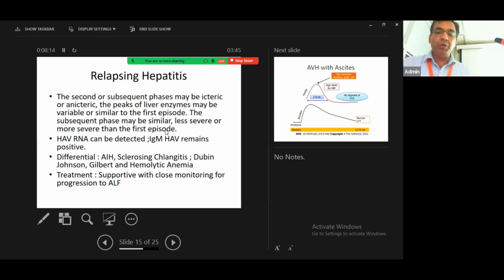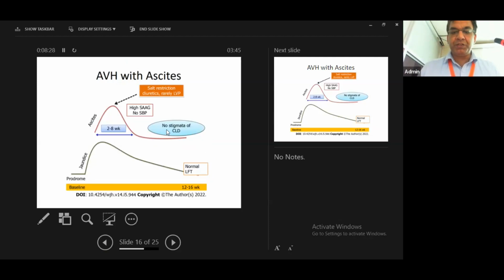Differential diagnosis includes AIH, sclerosing cholangitis, Dubin-Johnson, Gilbert, and, very important from a pediatric perspective, the hemolytic anemias. So treatment is supportive with close monitoring.